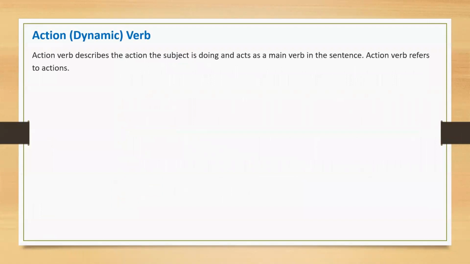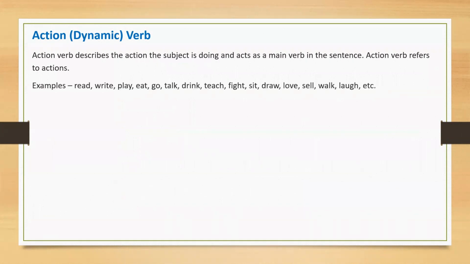Action verb, also called dynamic verb. Action verb describes the action the subject is doing and acts as a main verb in the sentence. Action verb refers to actions. Examples: read, play, drink, sit, love, walk, etc.